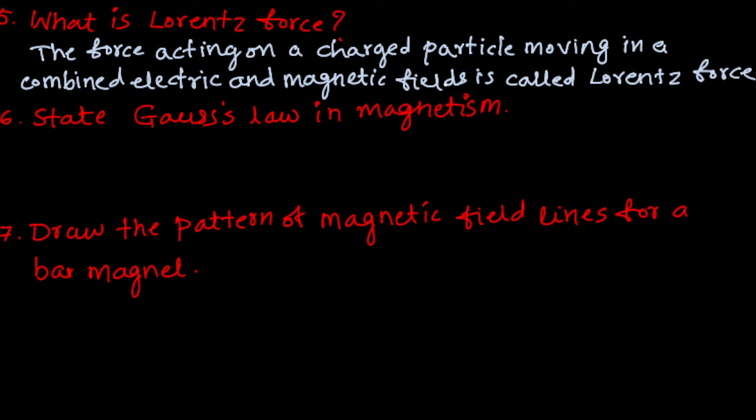You can write this much, or you can write the expression for that. See, the force due to the electric field will be qE, and the force due to the magnetic field will be q into v cross B. So this is the expression for Lorentz force. You can write this also, or you can write this definition.